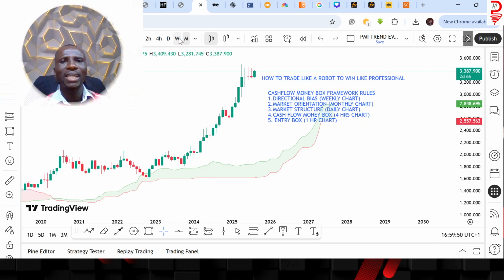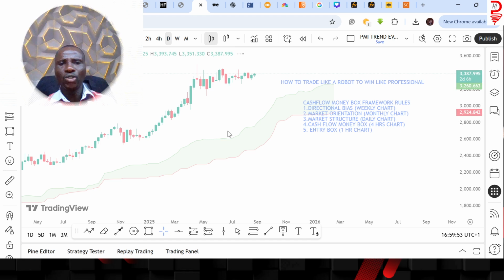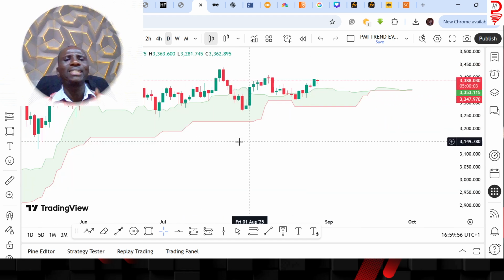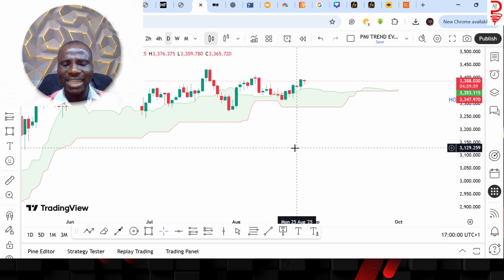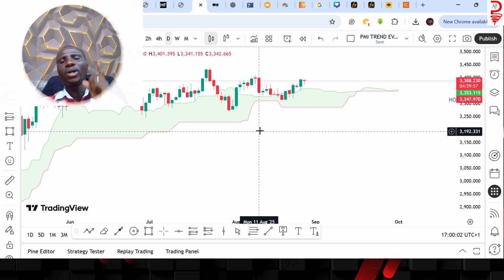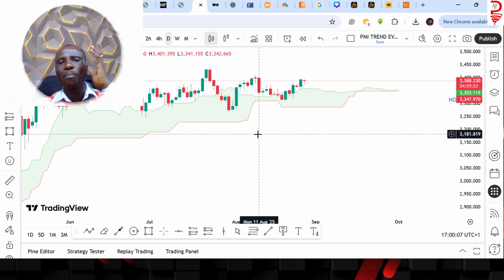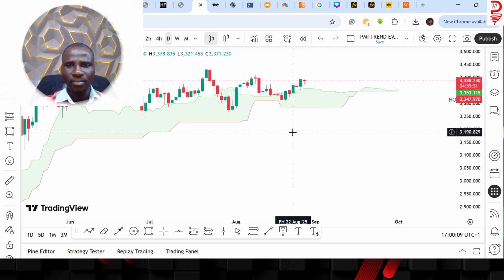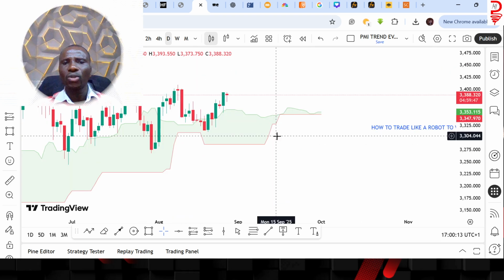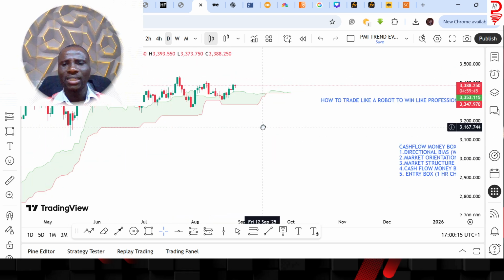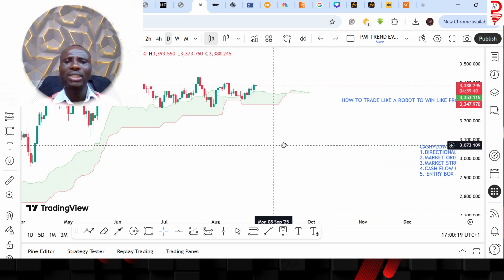Rule number 3 says that you will move to your daily chart now. Do you see how you are going to be trading this, one rule per time, and you are going to be doing this like a robot? So rule number 3 says that you must establish or define your market structure. Market structure, this is very, very important. You see, rule number 3 says market structure on daily.